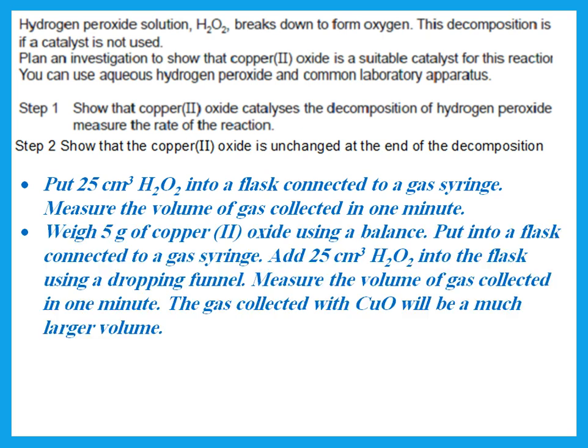And then I'm going to weigh a certain amount of copper oxide using a balance. So here I say weigh 5 grams. It doesn't make a difference what it is, but just specify, of copper oxide using a balance. Put into a flask connected to a gas syringe. Add the same amount of H2O2 that we used at the beginning using a dropping funnel. Measure the volume of gas collected in 1 minute. The gas collected with copper oxide should be much larger, to indicate that the copper oxide is a catalyst. So if the copper oxide is a catalyst, then the amount of gas collected in 1 minute should be much larger. Okay, and then he says, show that copper oxide is unchanged.